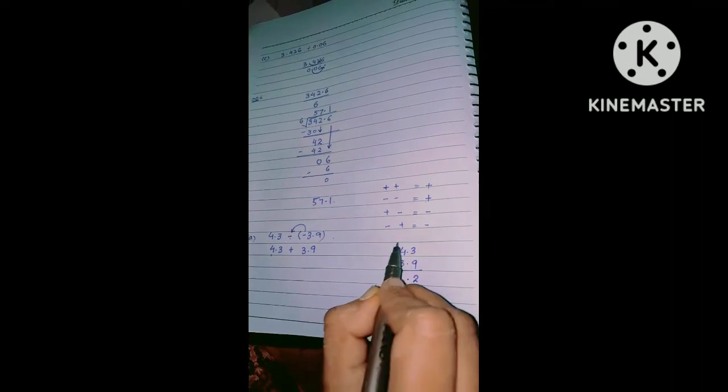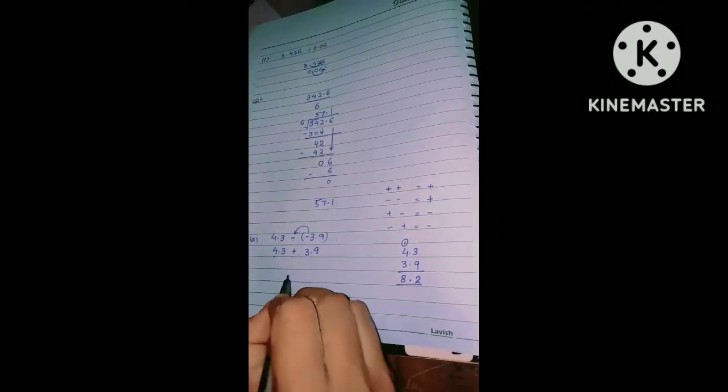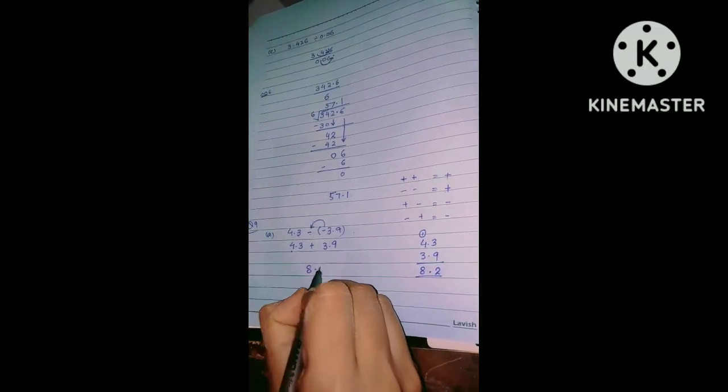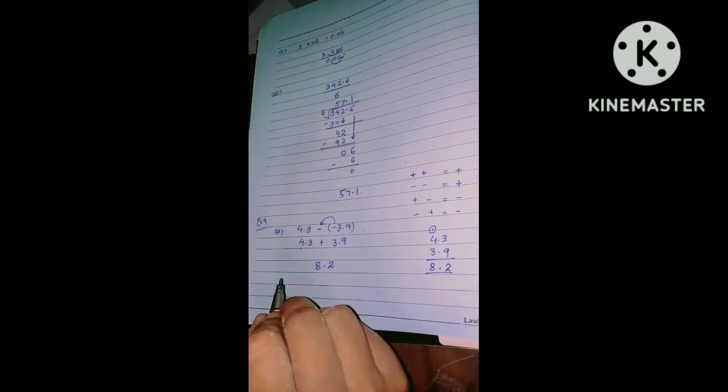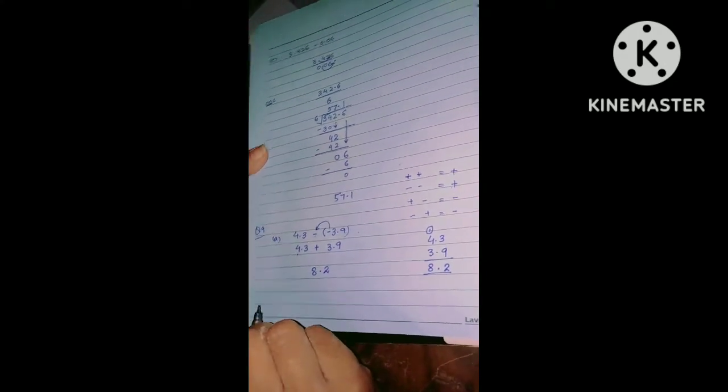So 9, 10, 11, 12, 1 is the carry, 4, 5, 6, 7, 8. So your answer is 8.2. So you have to solve the rest of the questions in the same way. Okay, let me explain one more sum of the same question.